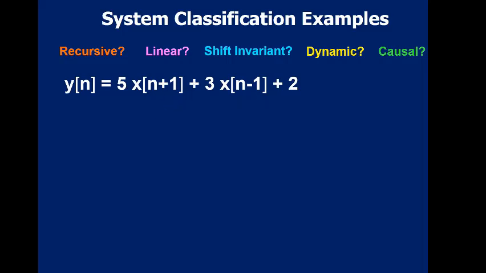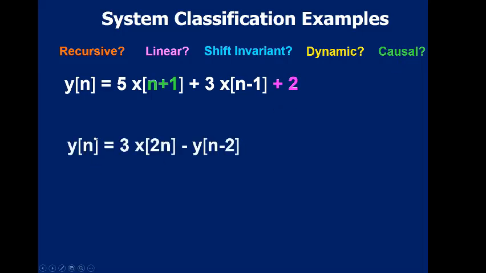How about linearity? Is it linear? There's no x squareds or y squareds or x times y, so that's fine. There's a plus 2 here. That's actually going to make it nonlinear. It is shift invariant. There's no functions of n. It's a dynamic equation because we have previous and future values needed to compute the current output. So that makes it dynamic, not static. The fact that we need a future input makes it non-causal. So this is a non-recursive, non-linear, shift invariant, dynamic, non-causal system.